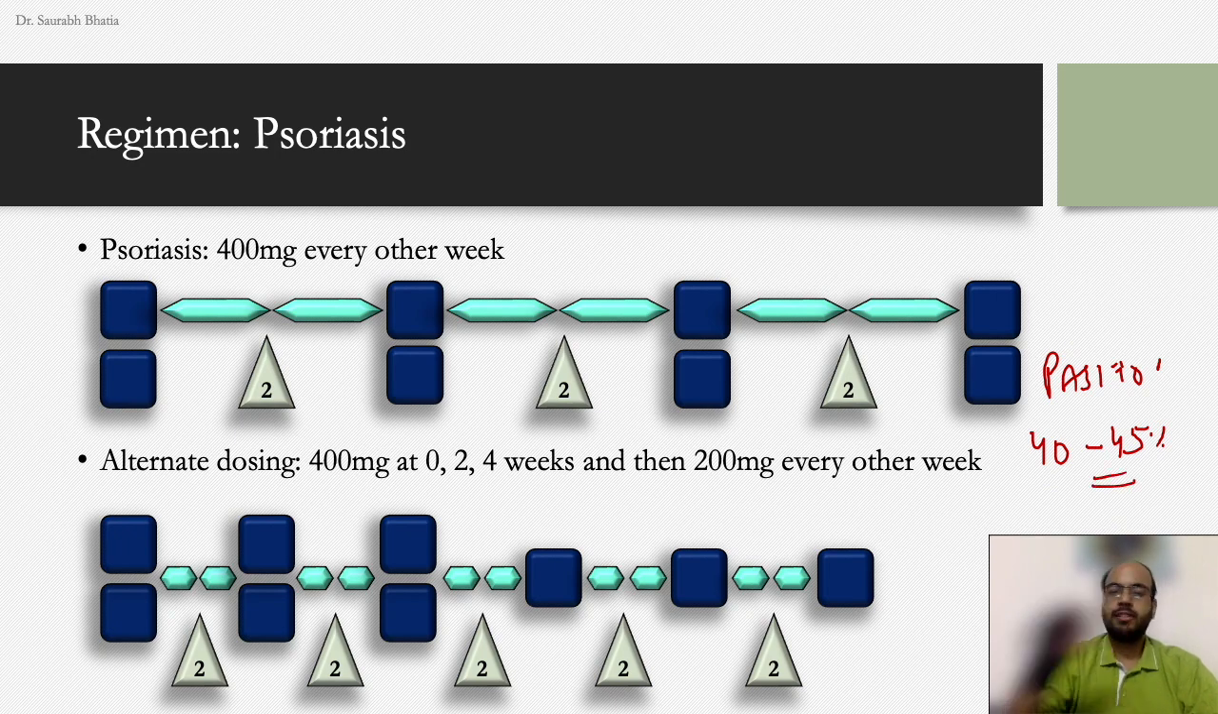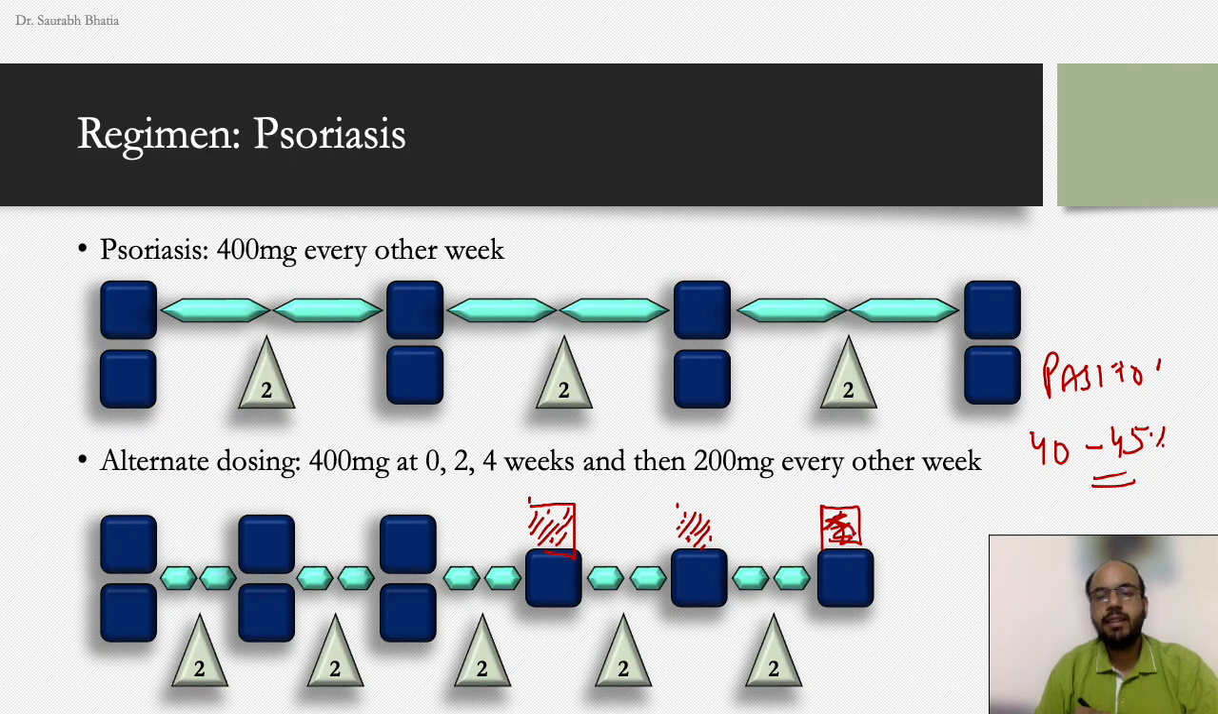If we do not see any response to certolizumab, it's a good idea that first we try to increase the dose. So let's say if we were giving 200 milligram every other week initially, we might consider increasing it to 400 milligram every other week. If still there is no response in the next 2 to 3 months, you might consider abandoning certolizumab and going to any other biologic. Am I clear on that?